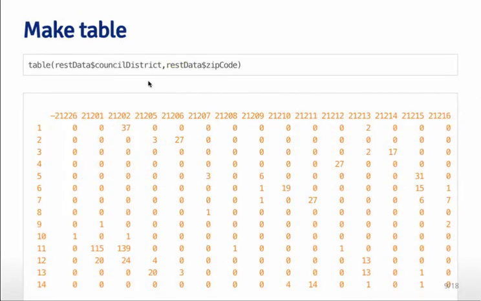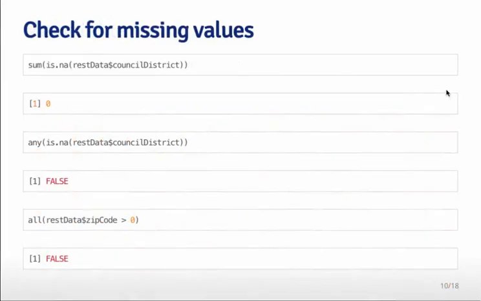You can also make two-dimensional tables. In this case, I'm again using the table command, and now I'm passing it two variables, the council district and the zip code. Now it breaks down a table that's two-dimensional by zip code and by district. For example, you see that District 2 has 27 restaurants in the 21206 zip code. So you can do this for different qualitative variables and get a sense of the relationship between those variables.